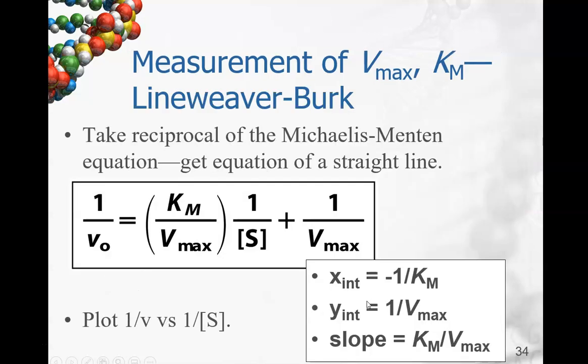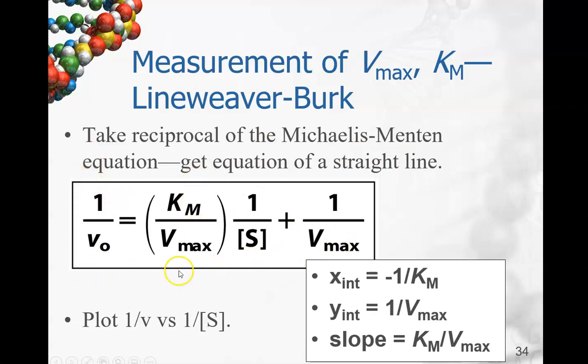Now, it didn't used to be easy to do. What was done before those curve fitting programs were readily available or low cost or free was that people would use Lineweaver-Burk plots. You still see them in published papers, which is why I'm going to tell you about them. Here, we take the reciprocal of the Michaelis-Menten equation, and we get the equation of a straight line. So we get y equals mx plus b.